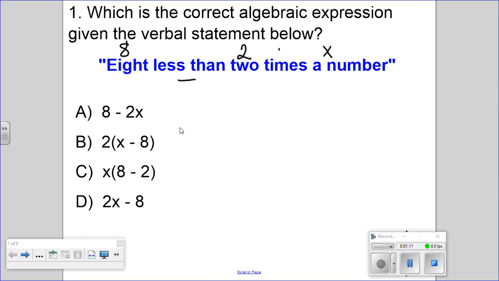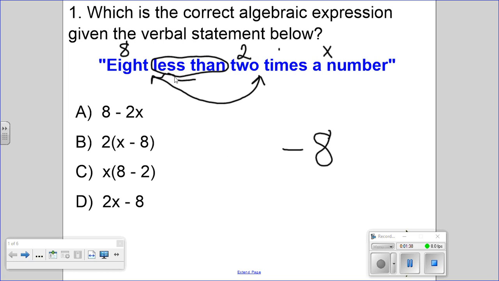So I'm going to read it one more time. 8 less than 2 times a number. Well, this phrase less than is very important because it's telling us that we actually need to flip around or turn around these two parts. So even though 8 is written first here, if I want 8 less than something, that means I'm taking 8 away from that amount. Think about it like this. What's 8 less than 10? 2. Well, that's because you did 10 minus 8.